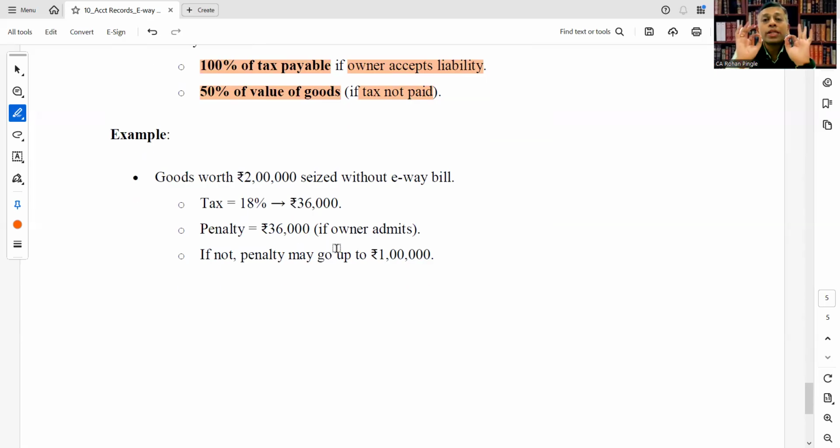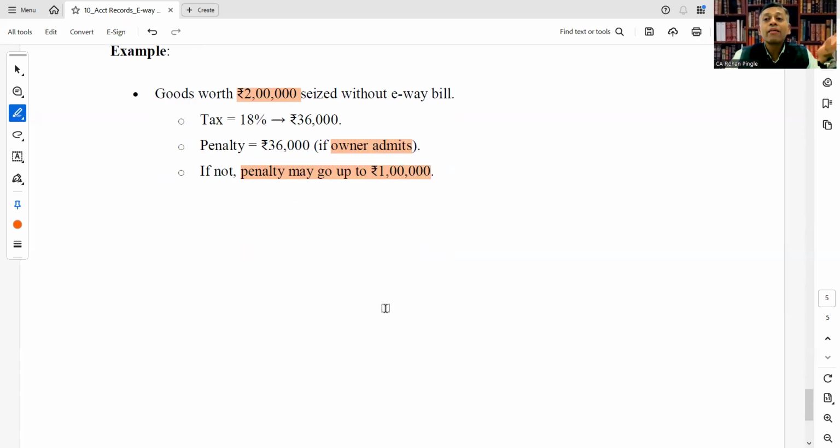Let's see an example. Goods worth rupees 2 lakh seized without an e-way bill. Tax will be 18%, that is 36,000. So the penalty will be rupees 36,000 if the owner admits, that is 100% of tax payable if the owner accepts the liability. If not, the penalty may go up to rupees 1 lakh, that is 50% of the value of the goods. So a very hefty penalty.